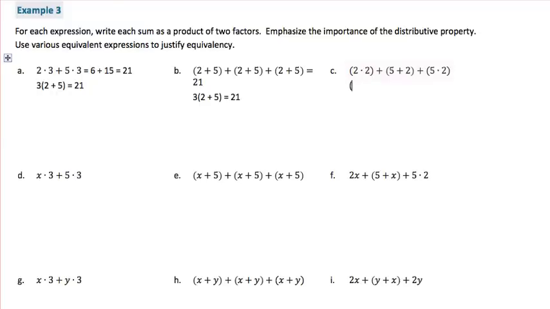So let's rewrite 2 times 2 plus 5 times 2 plus 5 plus 2. All right, and once these are next to each other, we can see that there's a common factor of 2 in these two terms. So we can actually factor that for these two terms, and that would be 2 times (2 plus 5). And then don't forget to tack on our last 5 plus 2 problem.